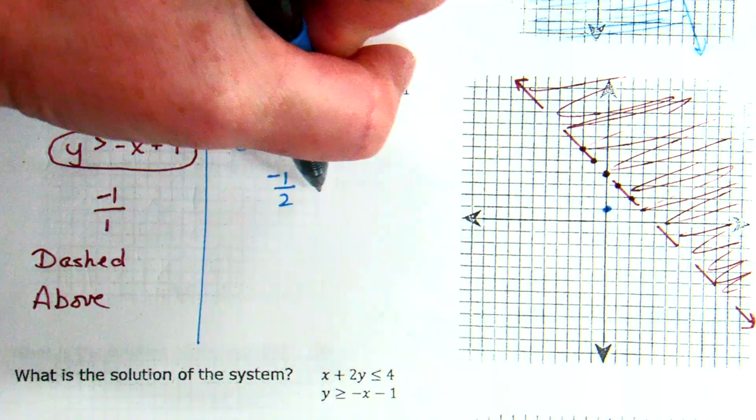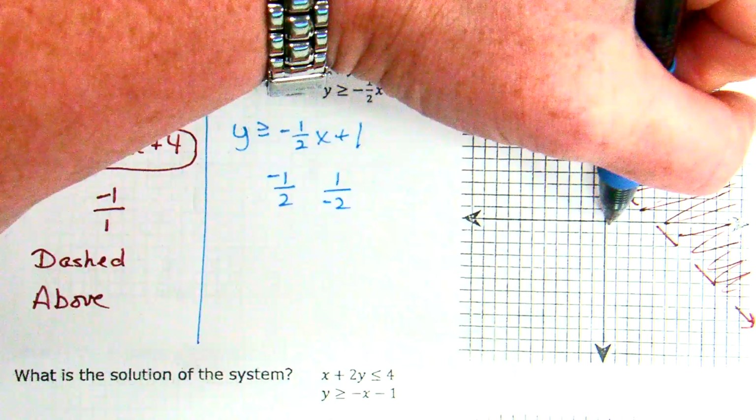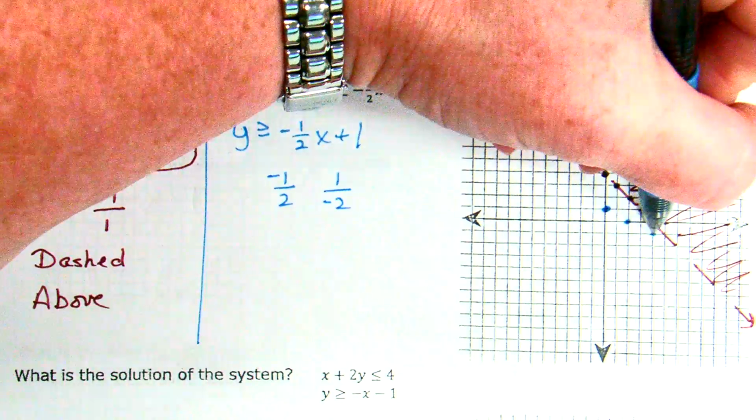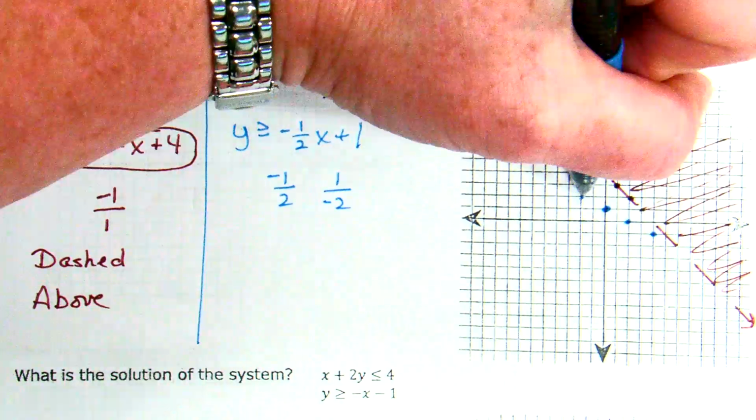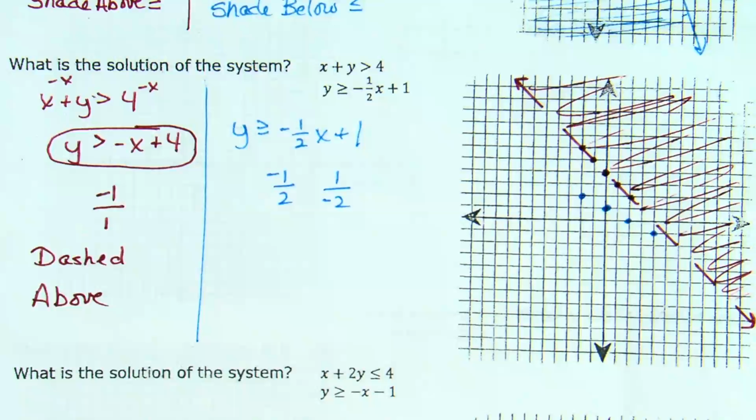Okay. Down 1, right 2 is an option. The other option is rise positive 1, run negative 2, so left 2. Did you ask yourself how you're connecting these? Solid, because this time it is equal to.